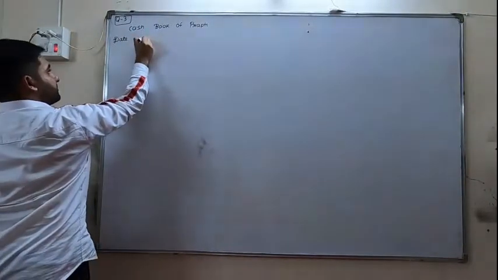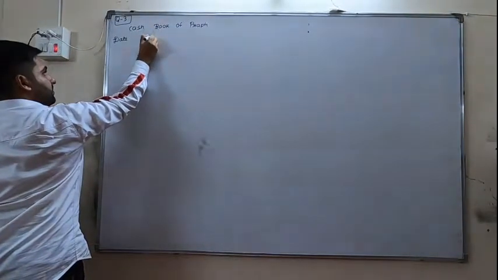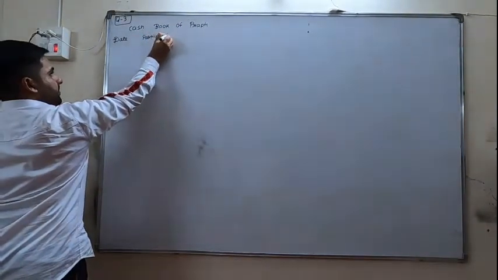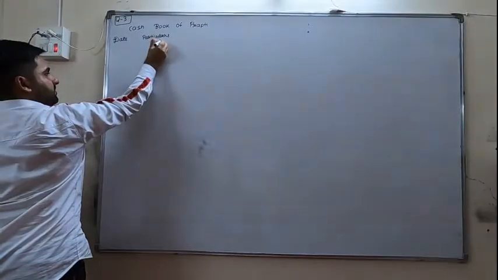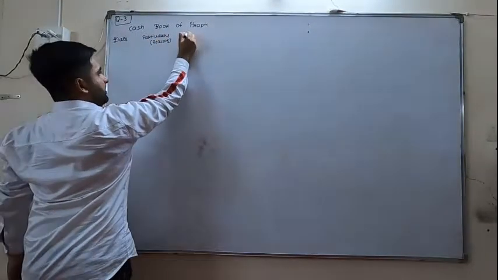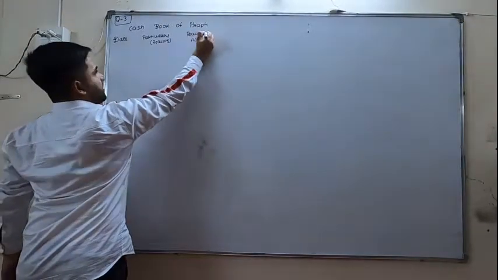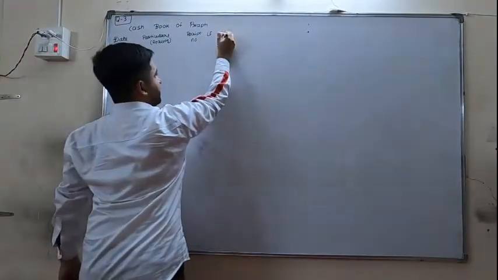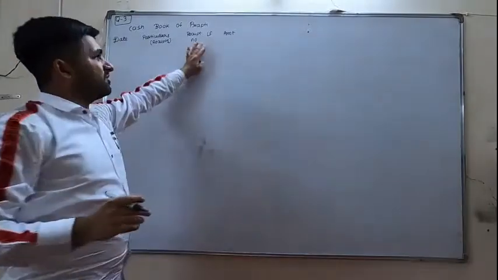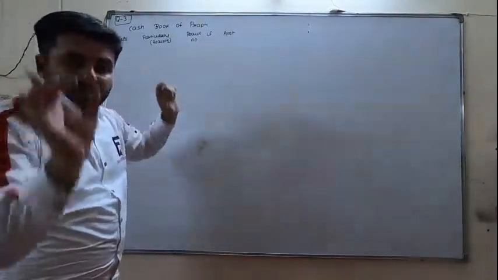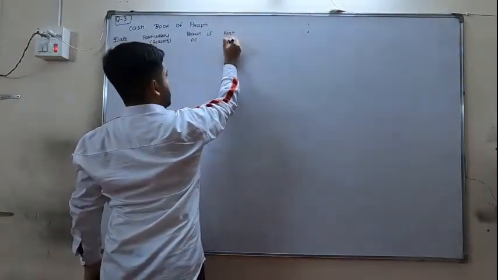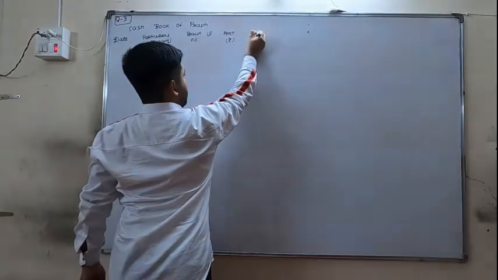Date. Particulars, that will be receipts. Then receipt number, then LF, then amount. In both these columns nothing will come. You can draw very narrow columns. Amount in rupees. Again date.